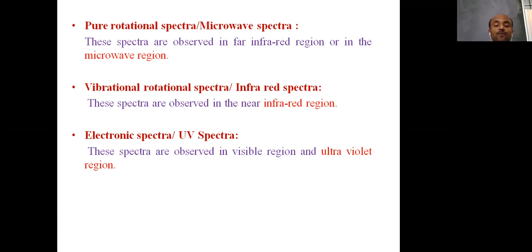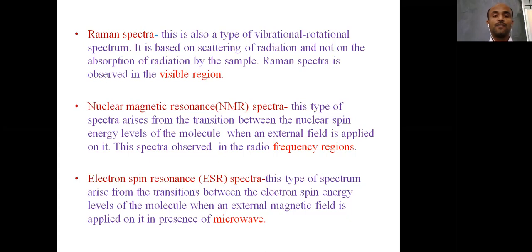These spectra are observed in the visible region, and due to the high energy of these ultraviolet radiations, the electrons show excitations from bonding, non-bonding, anti-bonding to higher energy states. Raman spectra. This is also a type of vibrational rotational spectrum. It is based on scattering of radiation and not on the absorption of radiation by the sample. Raman spectra is observed in the visible region.